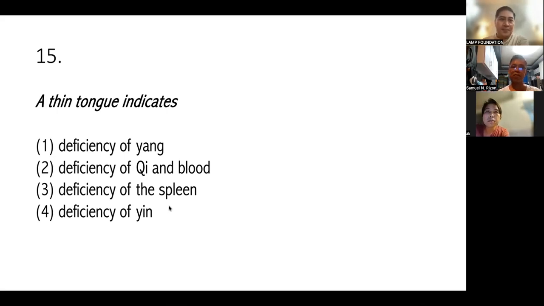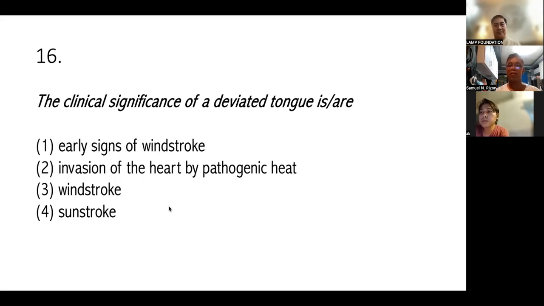Okay. Number 16, Ma'am Ami. Okay, Doc. The clinical significance of deviated tongue is early sign of wind stroke, invasions of the heart by pathogenic heat, and sunstroke. Early sign of wind stroke and wind stroke. Okay, very easy. Ano ba itong sunstroke? Does it make sense? Heat stroke. Medyo hindi na po siya masyadong mailabas.